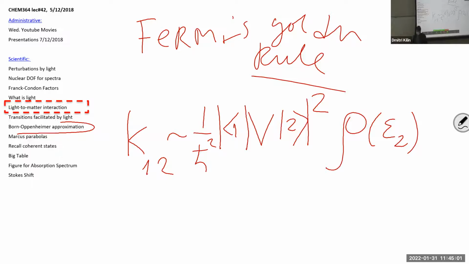So we are going to practice this Fermi golden rule in the sense that it shows what to do with the matrix element that we have just discussed, right? So here we will put our matrix element of interaction or electric field times the matrix element of the transition dipole squared.